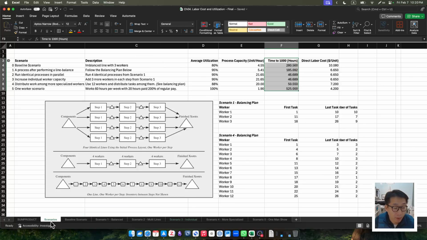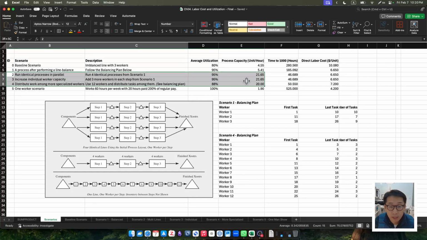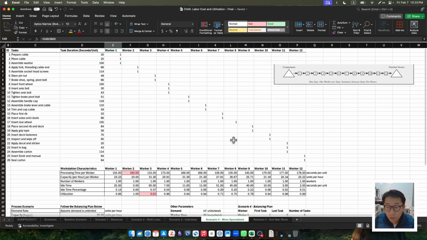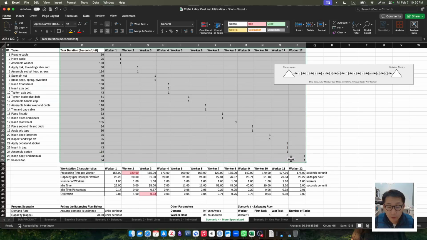Okay, so again, if you go back to the scenario overview, scenarios 2 and 3 are basically identical in all metrics, including utilization rate, process capacity, time to 1,000 units, as well as direct labor cost. And then let's move on to scenario 4. I think in scenario 4, the idea is that you are going to hire 12 people and make this a highly specialized process. And this is how the tasks are distributed among 12 workers.